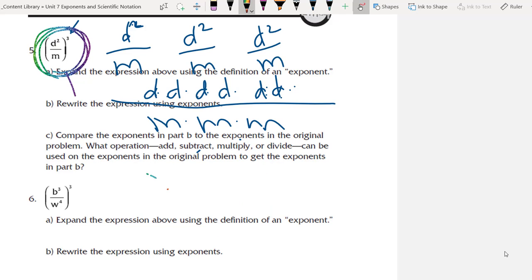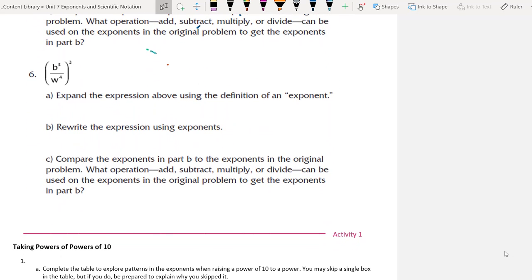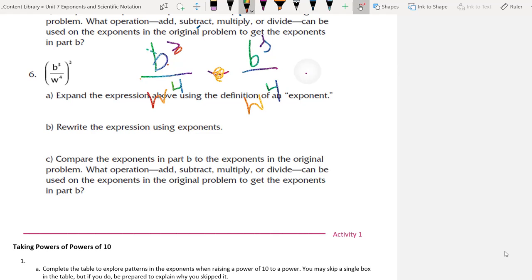Okay, so this last one, b to the 3rd divided by w to the 4th, to the 3rd power. Everything inside the parentheses repeats 3 times. So that's b to the 3rd over w to the 4th times b to the 3rd over w to the 4th times b to the 3rd over w to the 4th.